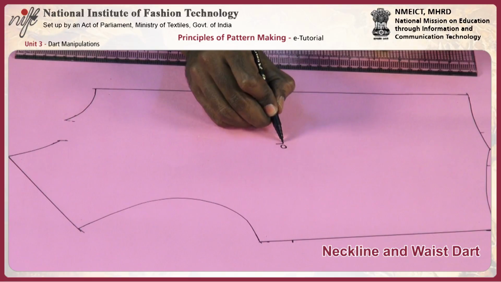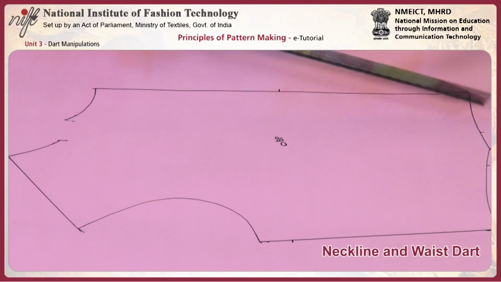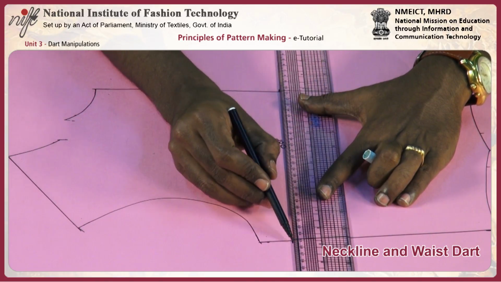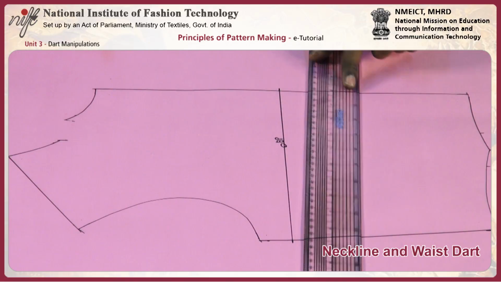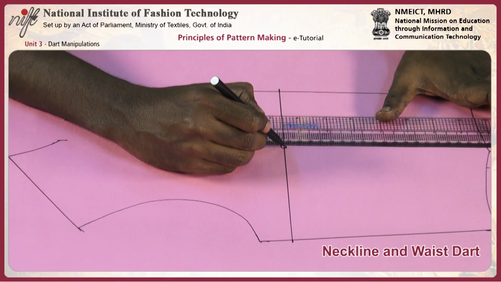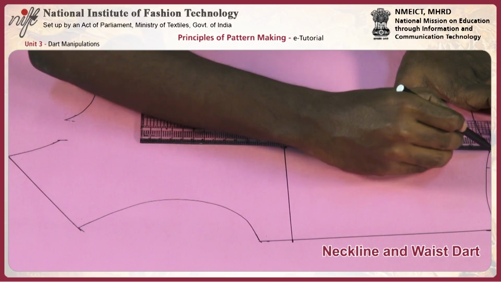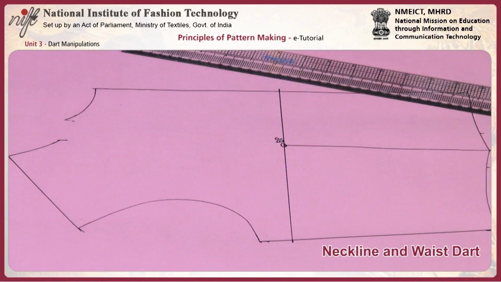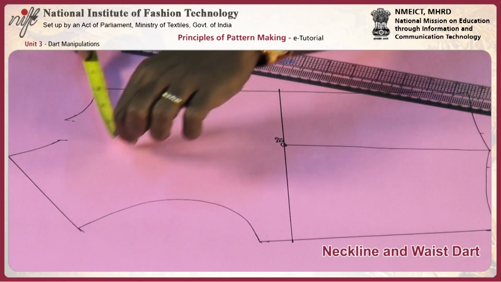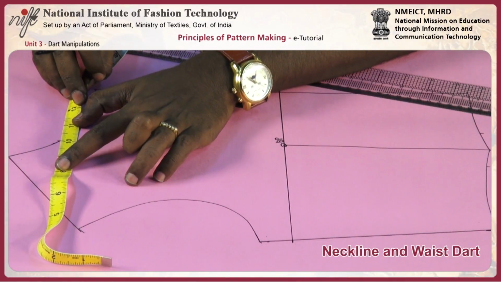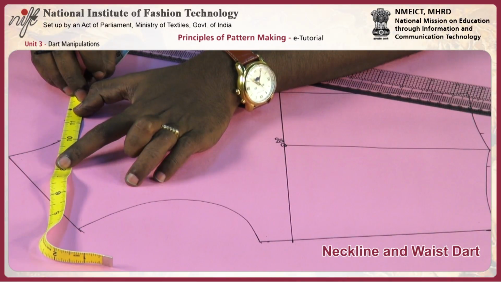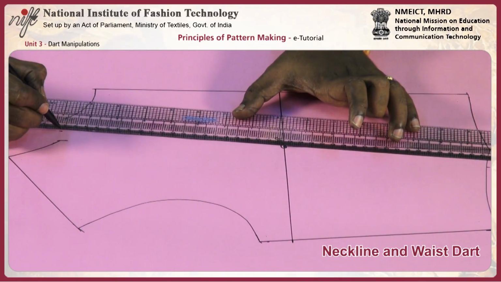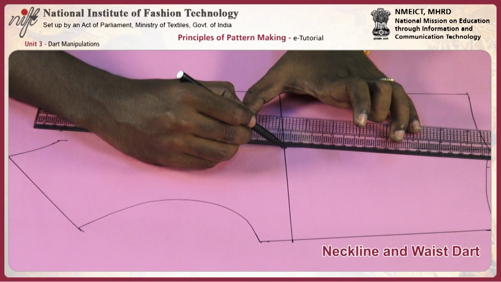Mark the bust point. Draw the bust level. Draw a line from the bust point to the mid of the waist dart. Mark the midpoint in the neckline dart. Draw a line from this midpoint to the bust point.